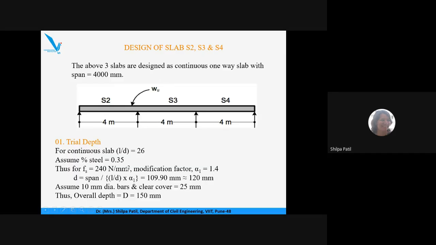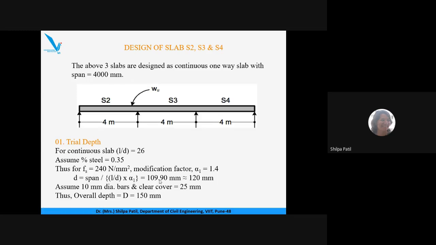See, I'm moving very quickly through these steps because we have already discussed them yesterday in detail. Only the change was the L by D ratio, which is not relevant for this alpha 1 calculation. L by D ratio we have to consider in the further formula, that is effective depth D. Effective depth D is calculated as span divided by L by D into alpha 1. L by D is 26, span is 4 meter or 4000 mm here, into alpha 1 is 1.4. The value is coming as 109.90 mm.